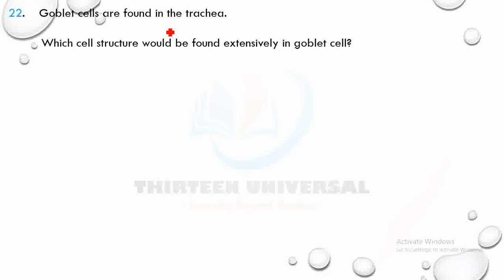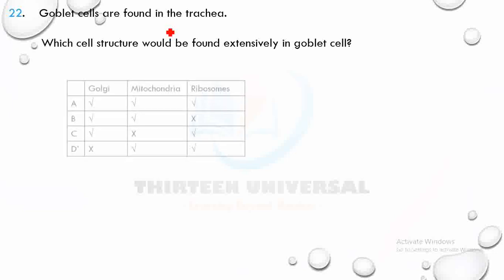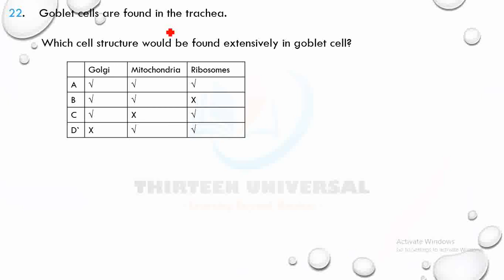Okay. Goblet cells are found in the trachea. Which cell structures would be found extensively in goblet cells? We have done this question before. Pause the video and show the answer. Goblet cells secrete mucus, so they are secretory cells. Mucus traps pathogens, acting as a physical barrier and chemical barrier between the airways and the pathogens. It contains lysozymes that digest bacterial cell walls.